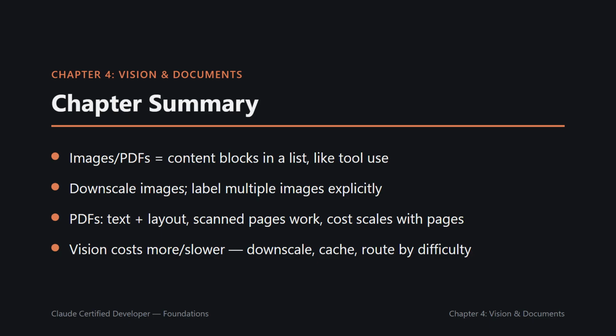And vision requests cost more and run slower than equivalent text requests. Downscale, cache, and route by task difficulty for high-volume pipelines.